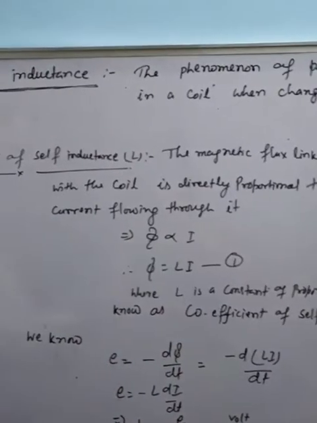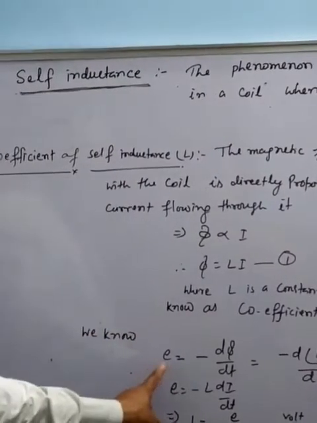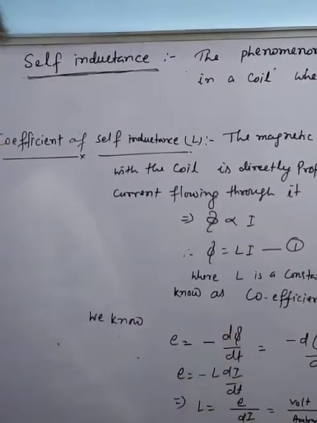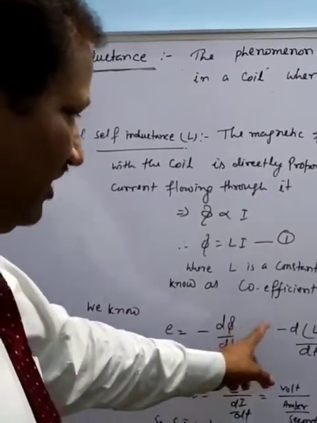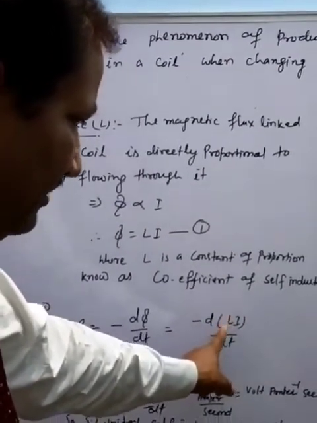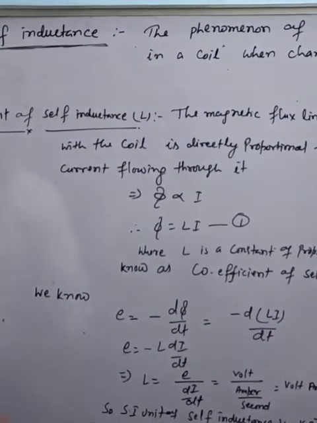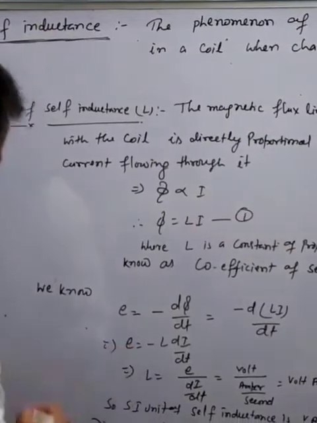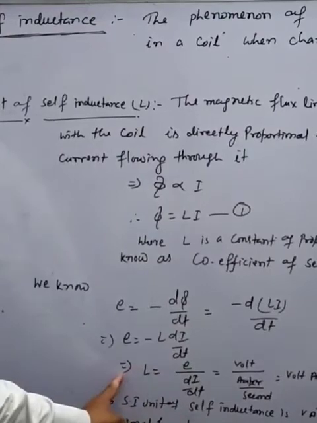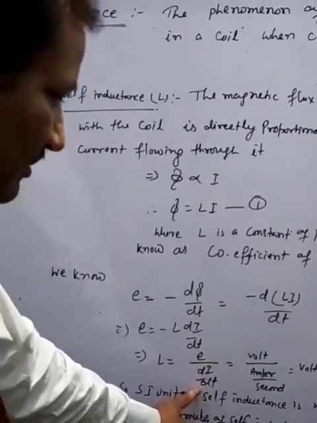We know by Faraday's law, induced EMF E is equal to minus d phi by dt. Now we put the value of phi, replacing phi by LI, so d phi upon dt becomes L dI upon dt. That's why we write here E is equal to minus L dI upon dt. This implies that L is equal to E upon dI upon dt.